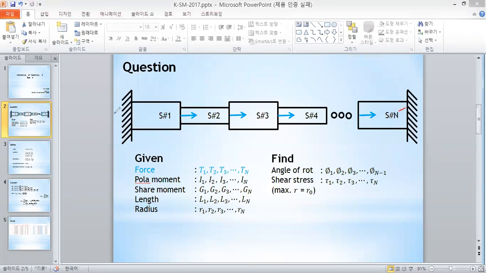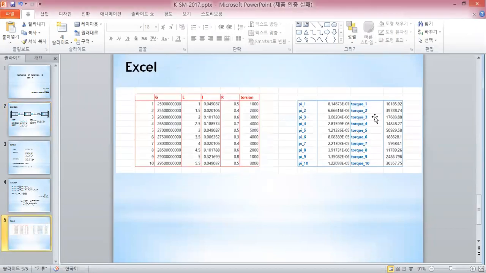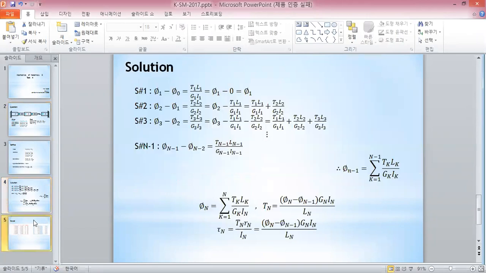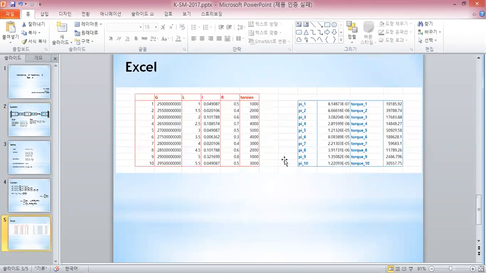Since the total torque, the summation of these, has to be 0, we can find what T0 is. So we can find all other properties like the shear stress and the twist angle of rotation. So this is how we calculated the angle of rotation and, no, not torsion, the shear stress, from the given properties.